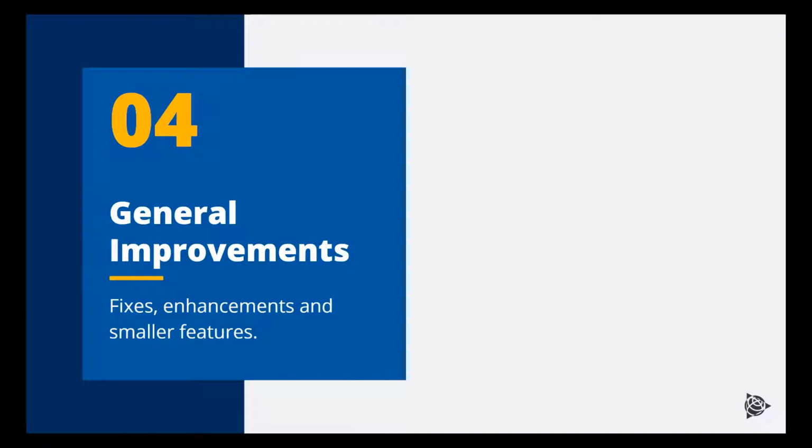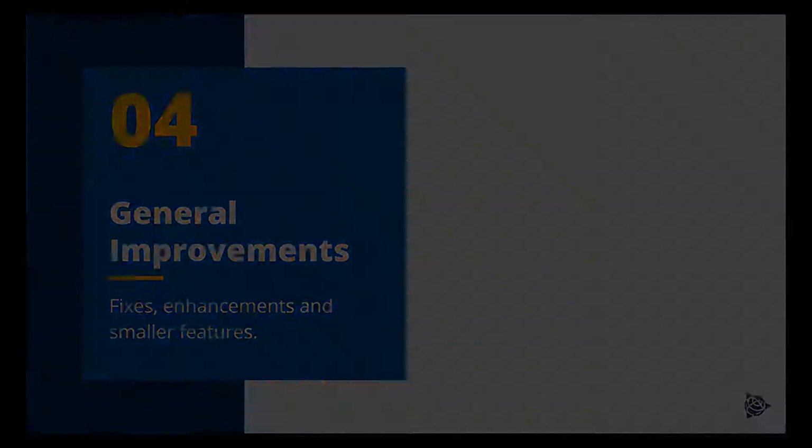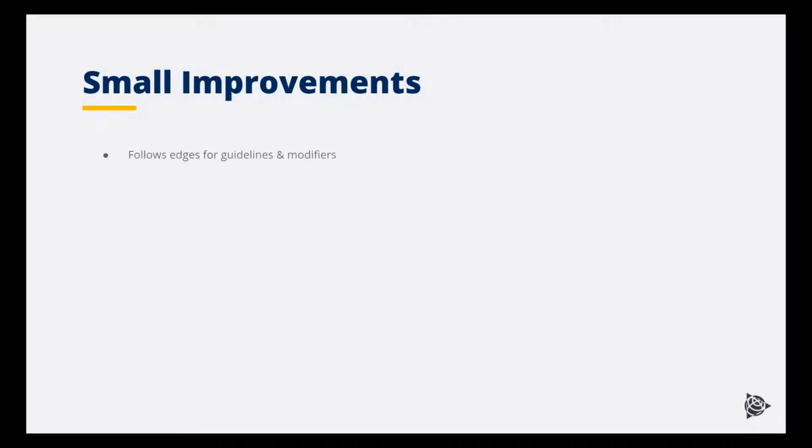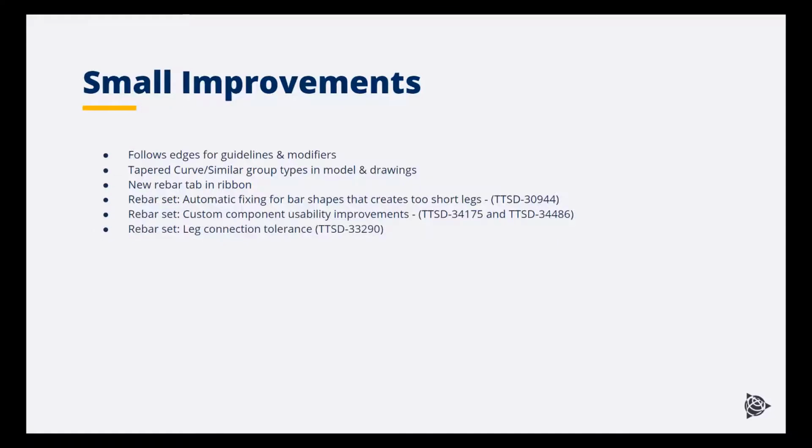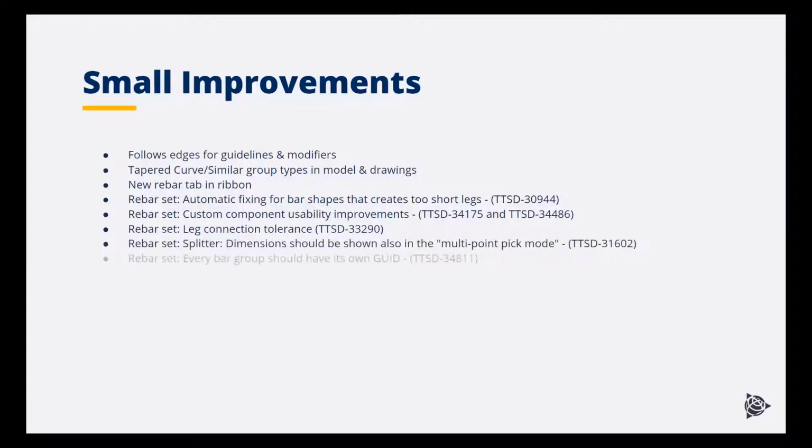Let's now take a look at the general improvements and smaller features. Of course, the updates don't stop there. We've added two new huge features to simplify editing bars in the new follow edges and the ability to group tapered curved bars as well as similar bars. In addition to these new features, you'll find a new Rebar tab in the ribbon to further simplify the software and enhance the usability. Usability remains a high priority and you'll find smaller enhancements to make sure you're more productive with Tekla.